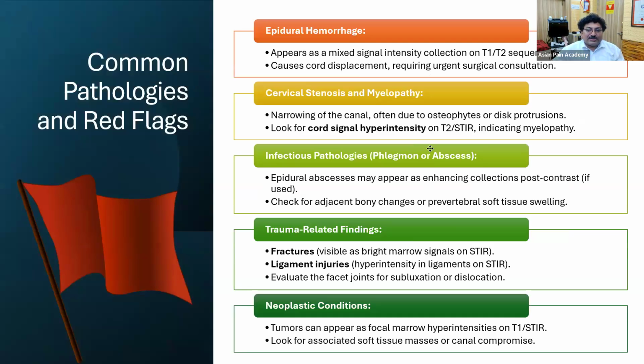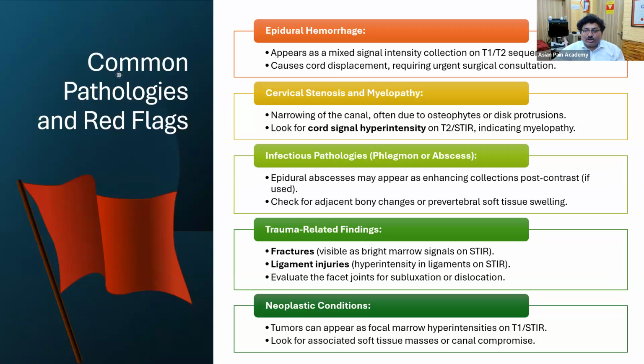So what are the common pathologies and red flags? Epidural hemorrhage appears as a mixed signal intensity collection in both T1 and T2 images, and it can cause cord displacement requiring urgent surgical correction.